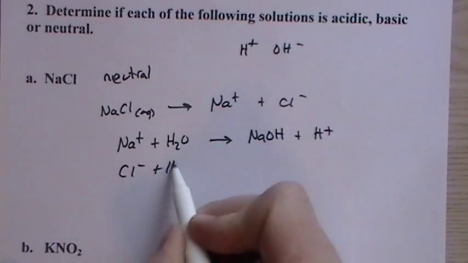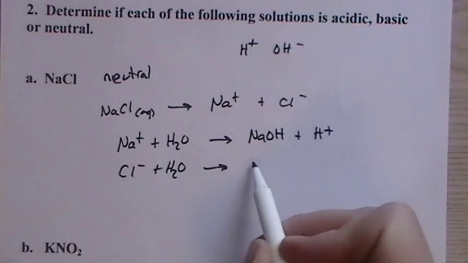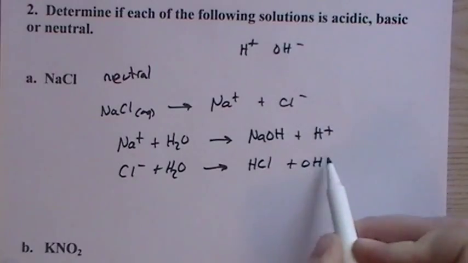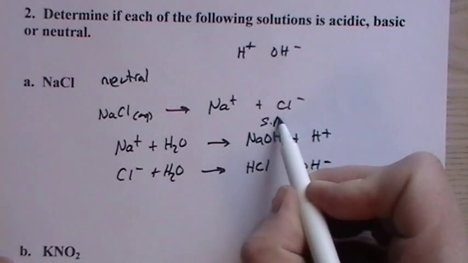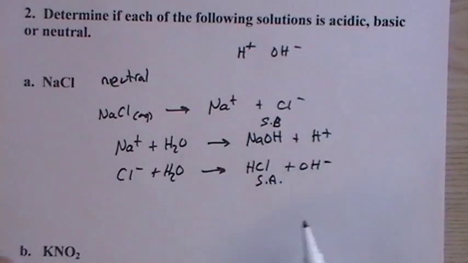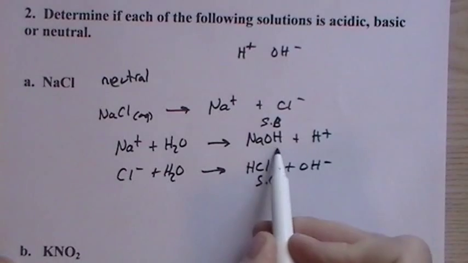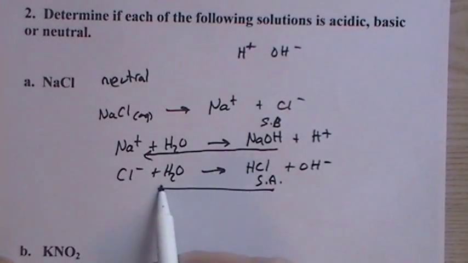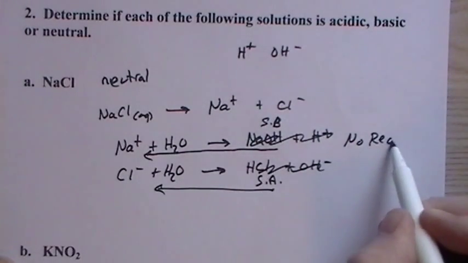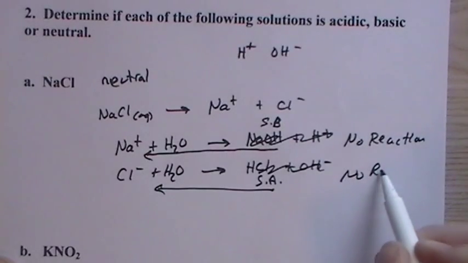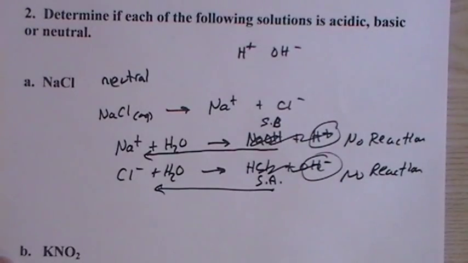The chloride ion would hydrolyze with the water. It would hydrolyze to HCl and OH minus. The problem is that these are both strong. This is a strong base, and this is a strong acid, like we mentioned before in the previous problem. So since this is a strong base and this is a strong acid, they're going to dissociate 100%. So in other words, for each of these, it's no reaction. Since there's no reaction, that means that there was no H plus or OH minus that was produced. So this would be neutral.